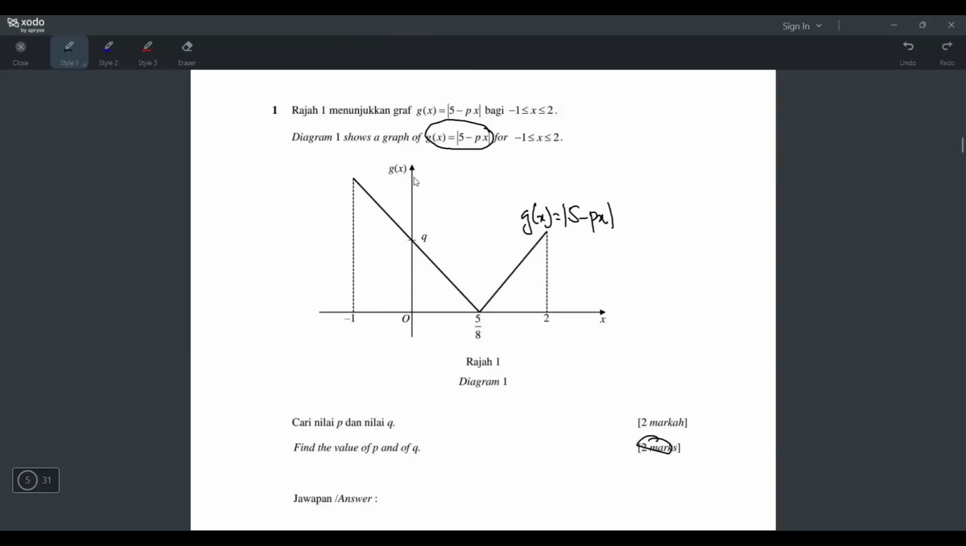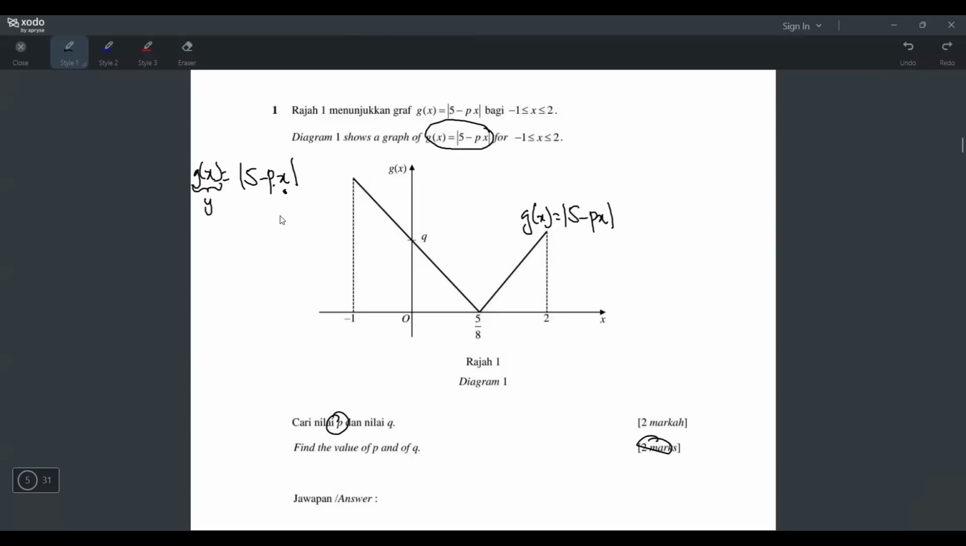Okay, first of all, let's try to find P first. So where is P here? P is not in the graph, it's in the equation actually. So we can find P easily, very easy. Because the equation is g(x) equals modulus 5 minus px. If you want to find P, you just need to have x and y. g(x) and y is the same thing, because your y-axis is g(x), right? It means g(x) is the y coordinate. So this whole thing is actually the y, right?